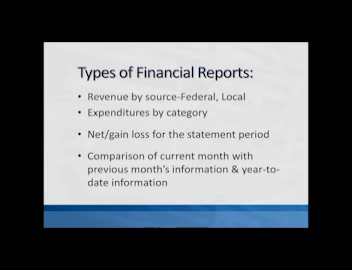Types of financial reports, what you want to look for is your revenue by source, which would be a reporting that breaks out the types of revenue, such as your federal and local reimbursements. Expenditures by category, so you can really see where your money's being spent. And a net gain and loss for the statement period. These may be available to you on a monthly and an annual basis from your district, comparing a current month with a previous month's information, and also year-to-date information.